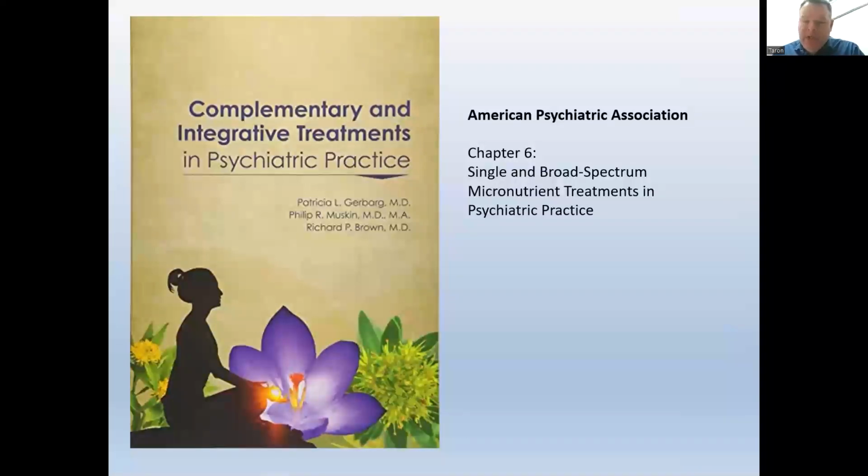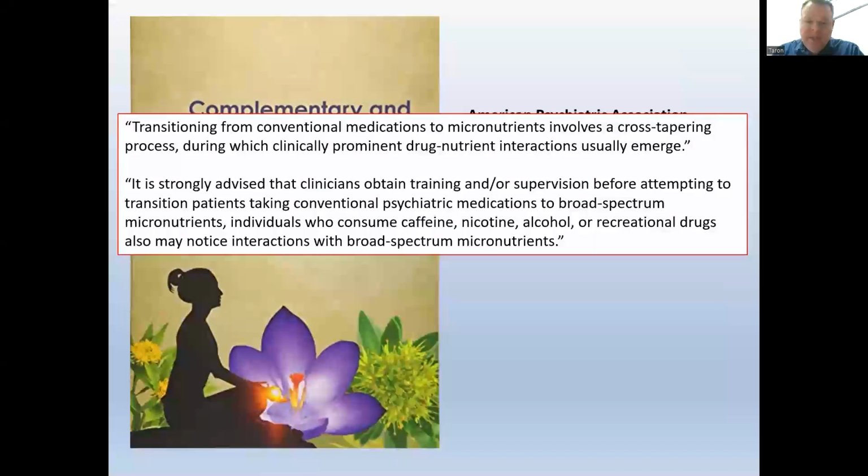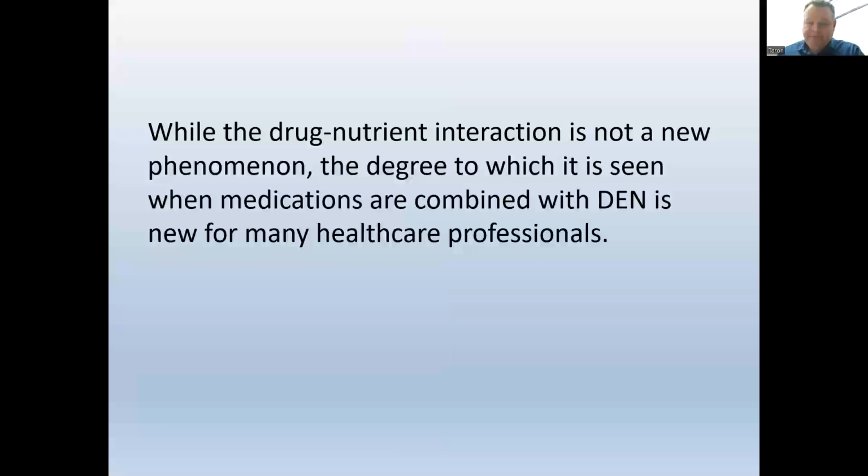Following quotes come from Chapter 6 in Complementary and Integrated Treatments in Psychiatric Practice, published by the American Psychiatric Association. Transitioning from conventional medications to micronutrients involves a cross-tapering process, during which clinically prominent drug-nutrient interactions usually emerge. It is strongly advised that clinicians obtain training and/or supervision before attempting to transition patients taking conventional psychiatric medications to broad-spectrum micronutrients. Individuals who consume caffeine, nicotine, alcohol, or recreational drugs may also notice interactions with broad-spectrum micronutrients.